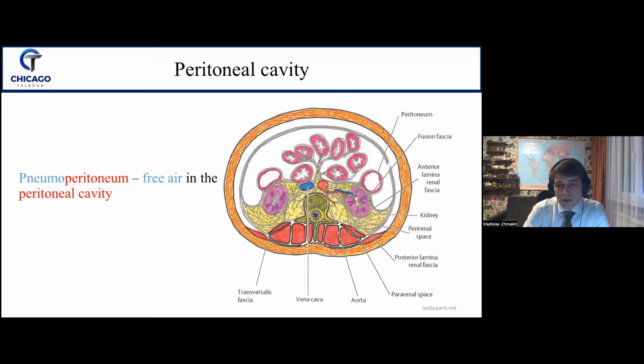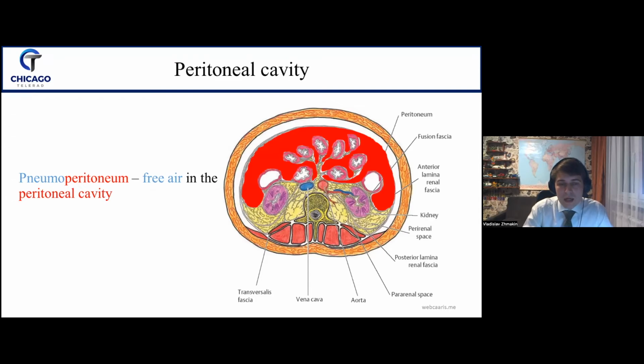And with this axial picture of the abdomen, I wanted to show where the peritoneal cavity is, because I think it's important to at least understand where the cavity is, because it would help us to find free air in it. So here I've highlighted the peritoneal cavity in red.